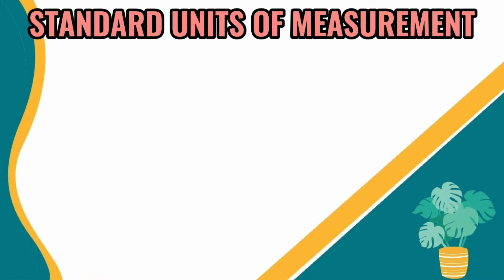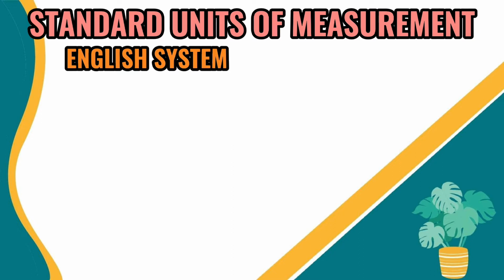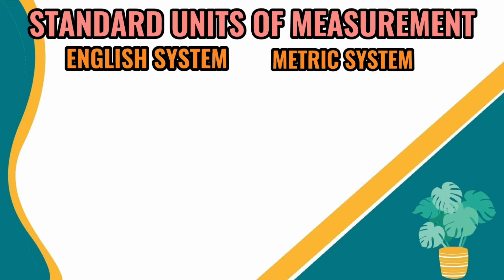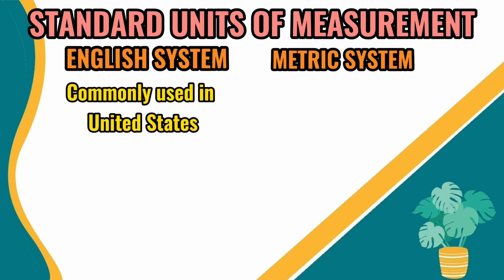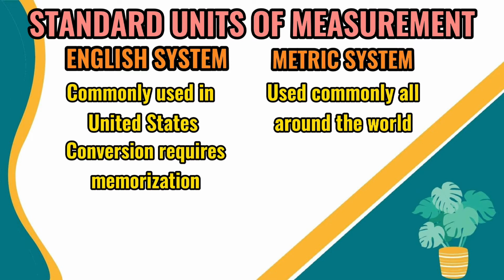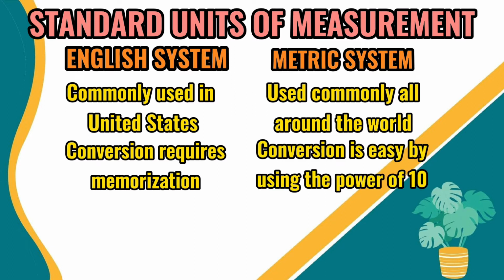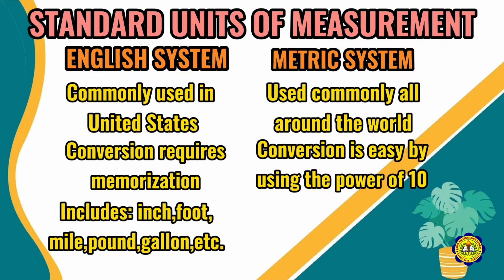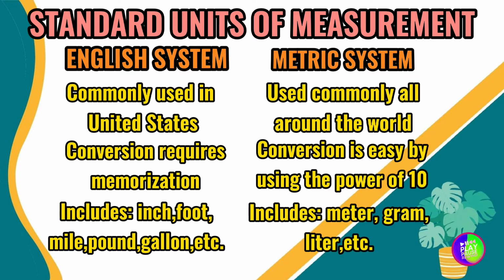Now, let us discuss the standard units of measurement. Under this, we have the English system and metric system. Let us compare these two. First, English system is commonly used in the United States, while the metric system is used commonly all around the world. Second, English system conversion requires memorization, and the metric system conversion is easy by using the power of 10. Last, number 3, English system includes inch, foot, mile, pound, gallon, etc. And metric system includes meter, gram, liter, and etc.